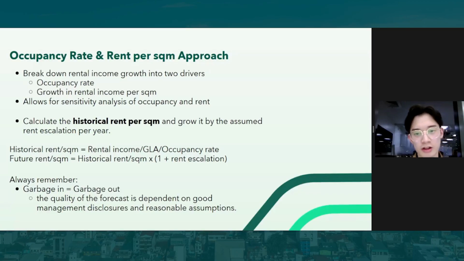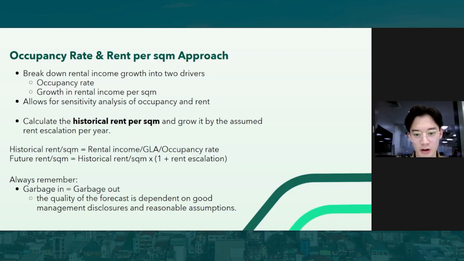So another thing to remember also when it comes to forecasting is the phrase garbage in, garbage out, which essentially just means that the quality of your forecast is dependent on good management disclosures and reasonable assumptions for occupancy rate and rent increases.